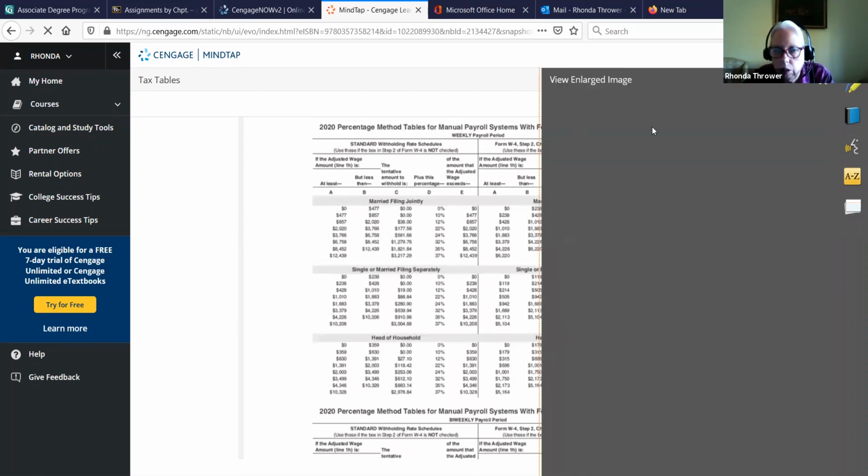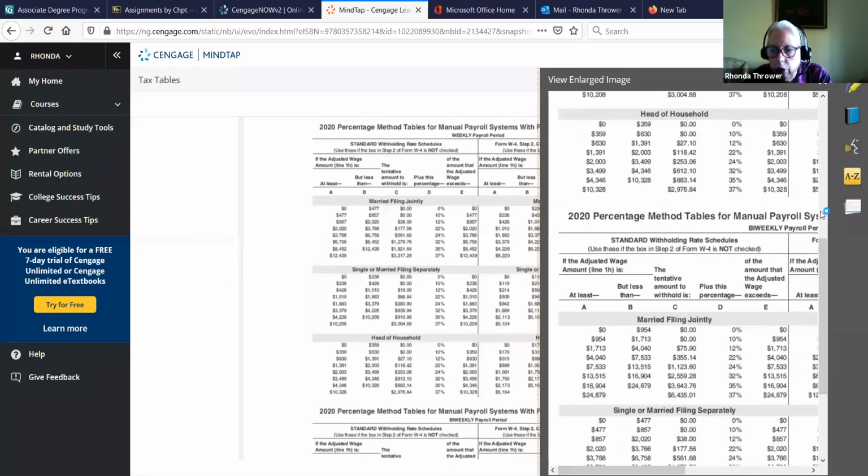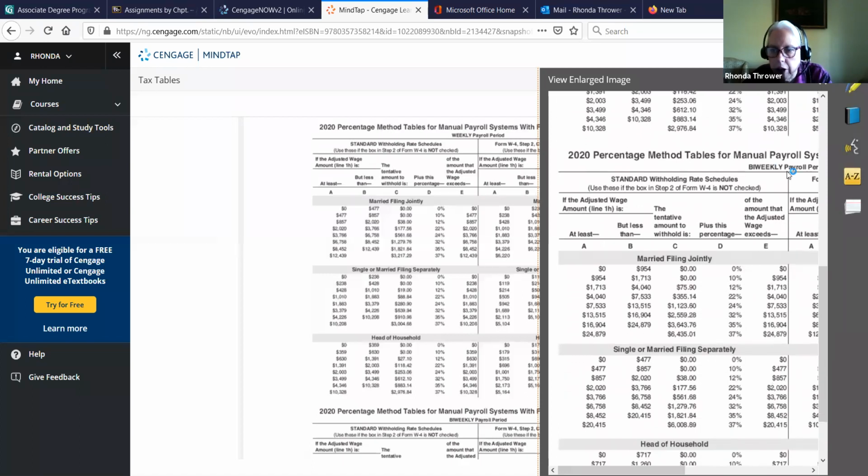And I guess I have to go here. And I'm going to scroll down to where I get to the biweekly. Right here's your biweekly table. I'm going to look for the amount that falls in between $1,200. So my salary was $1,200. It's in between 17, 13, and this amount.